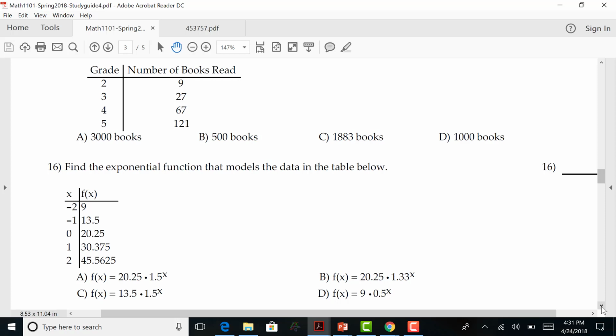Did everybody already sign in on the sign-in sheet while we're doing this? Yes, ma'am. Okay, everybody's good?